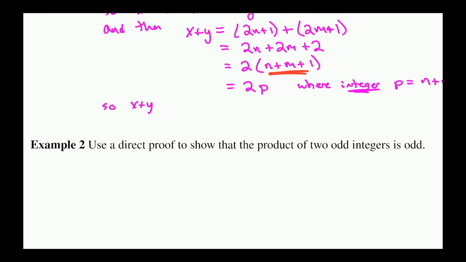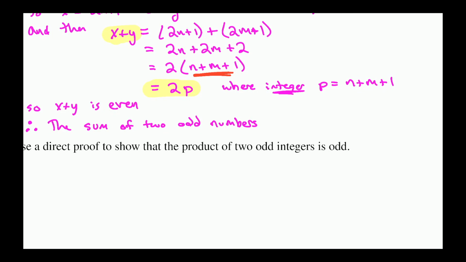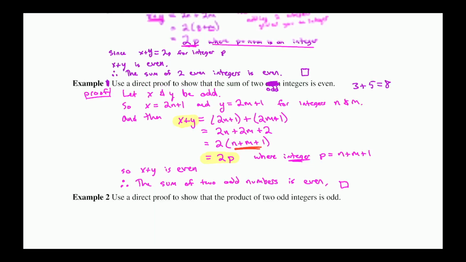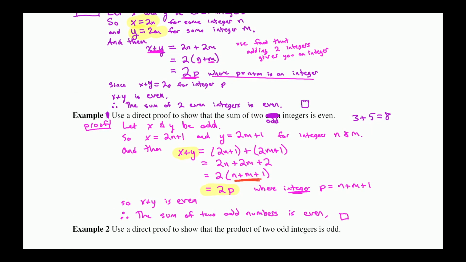So x plus y is even, based on what we've done, right? Based on this. Therefore, the sum of two odd numbers. I should say integers, but I said numbers already, so I'm going to stick with it. The sum of two odd numbers is even. All right, so that was a little more concise, but it's still basically the same proof, right? You didn't have to change very much.